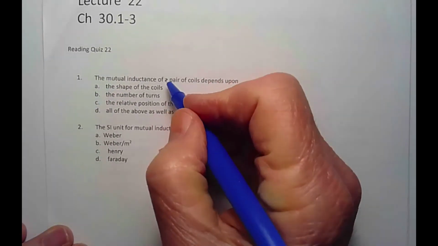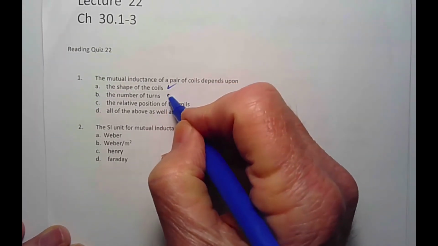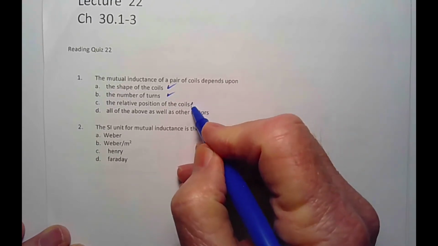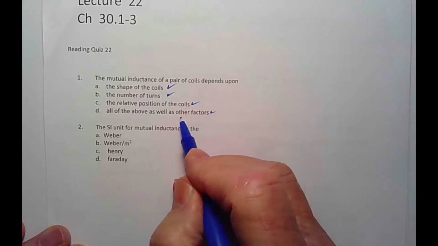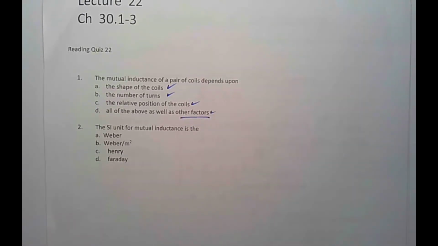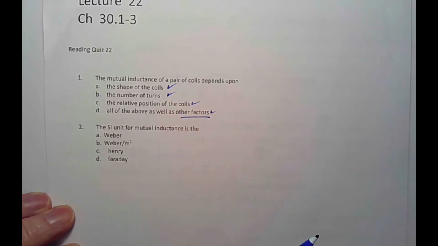That mutual inductance, you know from your reading, depends on the shape of the coils, on the number of turns, the relative position of the coils, and maybe some other factors. Your book doesn't talk about that much, and we don't either, but there are some magnetic effects if we have an iron core that couples the flux.